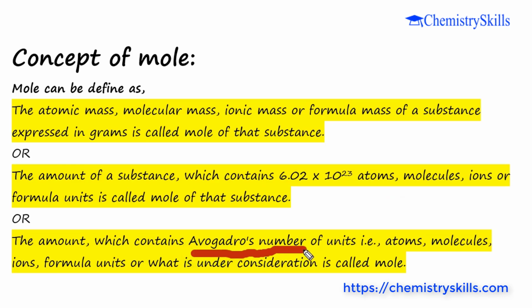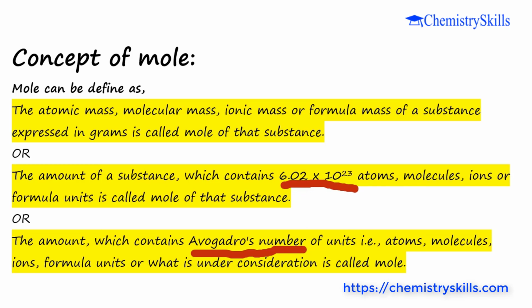So the next definition that I compiled for you guys covers this portion also. You can define it either way, first, second, or third. The ultimate meanings are the same. The third definition that I have compiled for you guys is the amount which contains, you can say in active or passive manner, the amount which contains Avogadro's number of units. And what is the value of Avogadro's number? 6.02 × 10^23.